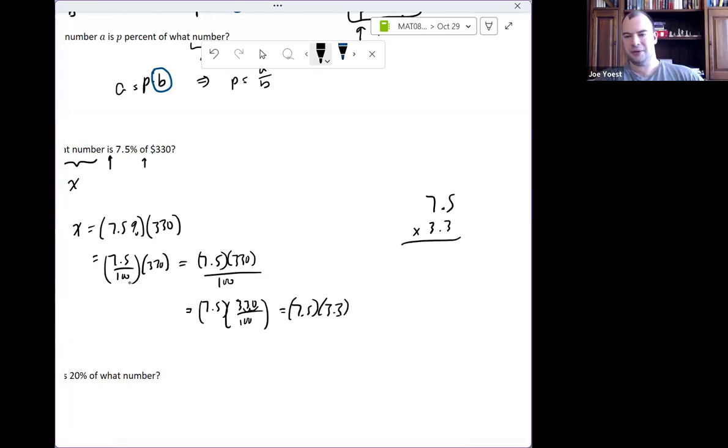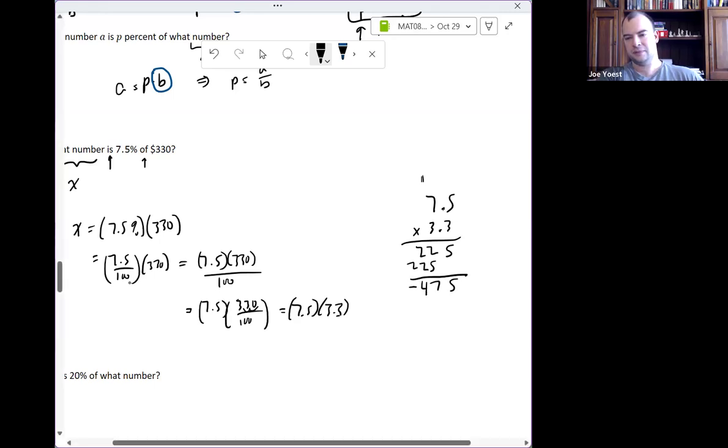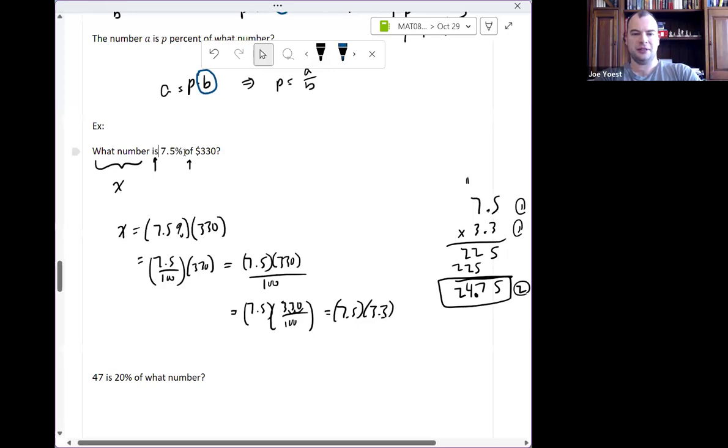So 7.5 times 3.3. And I just multiply these out. 3 times 5 is 15. 3 times 7 is 21, plus 1 is 22. So that's 2475. Then I need to adjust my decimal point. I have one place here, one place there. So I need 2 decimal places in the answer. 24.75.